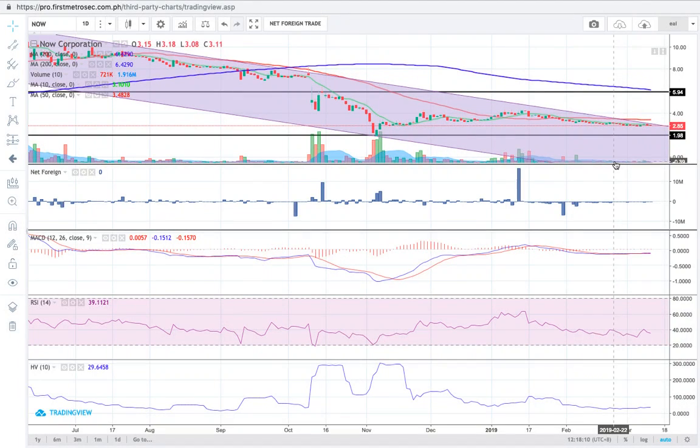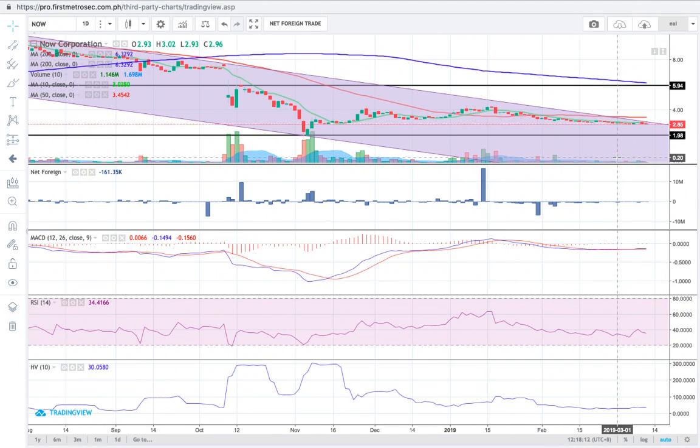If you don't have a position in Now Corporation yet, that's a good decision. I would recommend that you watch it below 2.80. Once it breaks down below 2.80, you start monitoring near 2.0. This 2.80 acts as a midterm support already. So if it breaks down below 2.80, you watch near 2.0 per share.